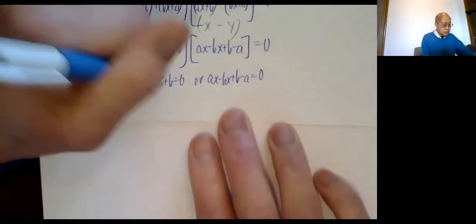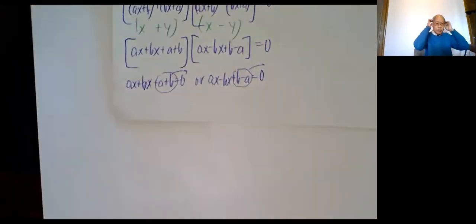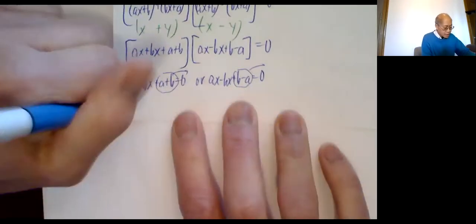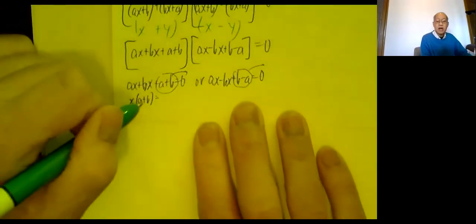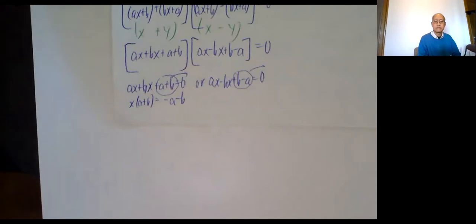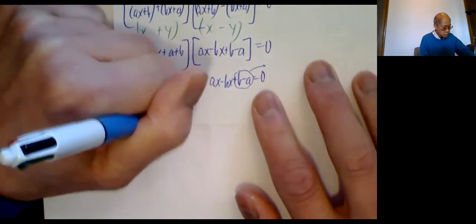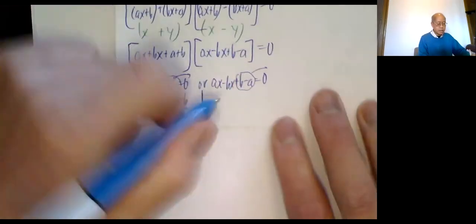Okay, what I'm going to do is I'll move these two guys over and factor out the x here. So if I factor out an x, it's x times a plus b. And this is going to be negative a minus b. And then I'll divide both sides by a plus b. I'll separate this.